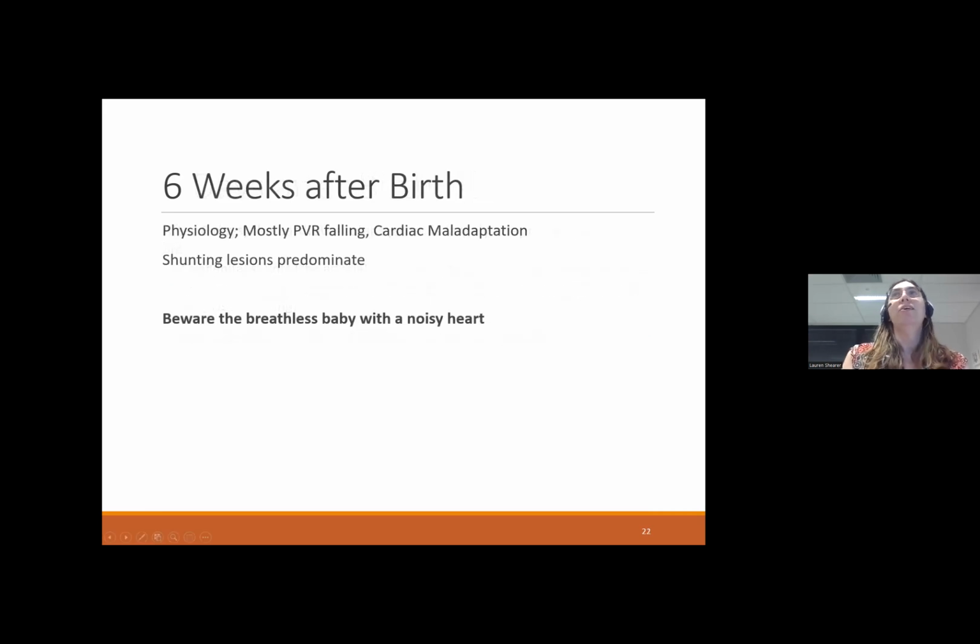So in that context, at 6 weeks after birth, beware the breathless baby with a noisy heart, because these are often shunting or obstructive lesions that are causing both a murmur and respiratory issues. Again, that PVR continues to fall, and what we're now showing is signs of maladaptation 6 weeks after birth.